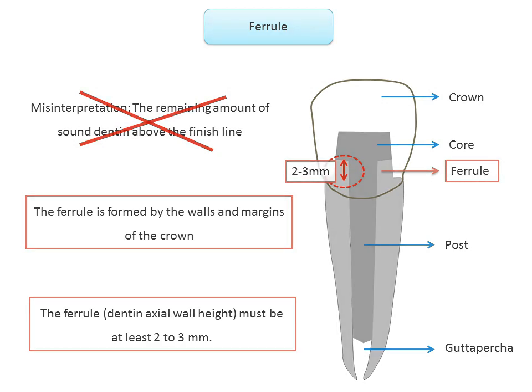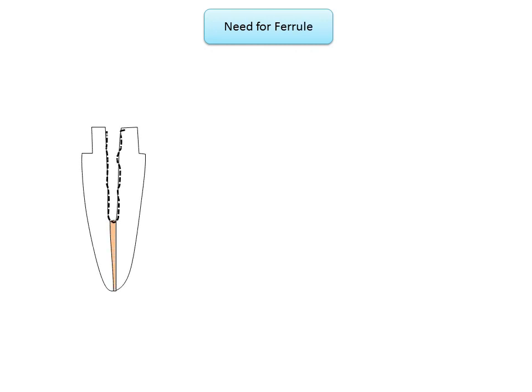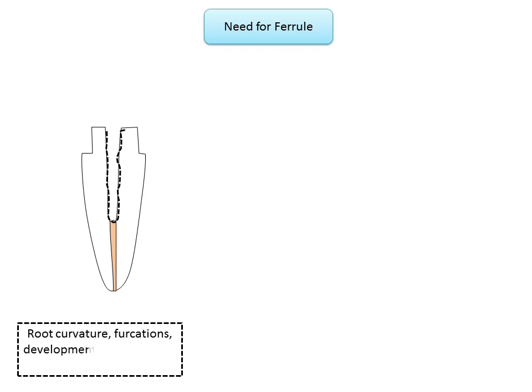So why do we need a ferrule? What is its significance? Root curvature, furcations, developmental depressions, and root concavities are observed at the external surface of the root, which are likely to be reproduced inside the root canal. Within the same root, the shape of the canal will vary between the cervical level and the apical foramen.